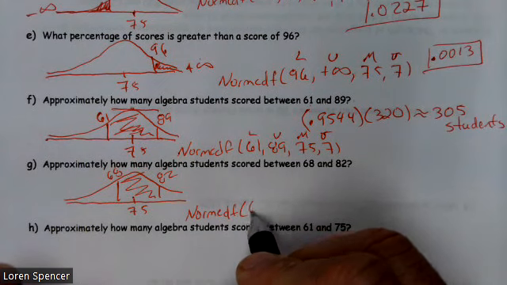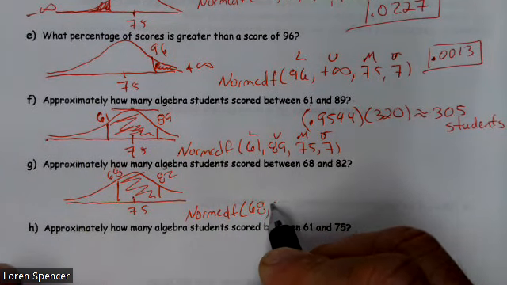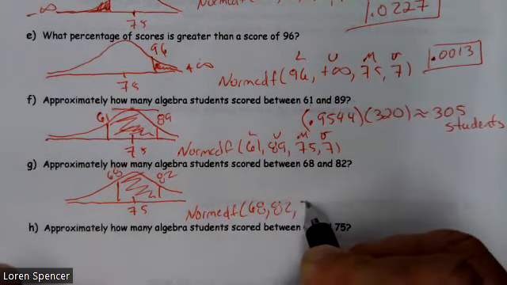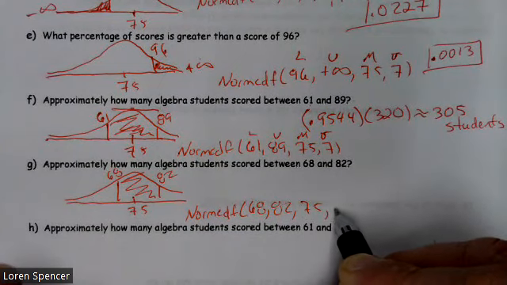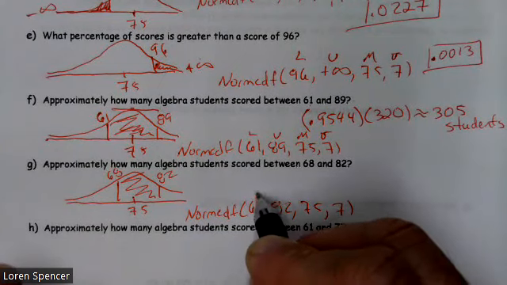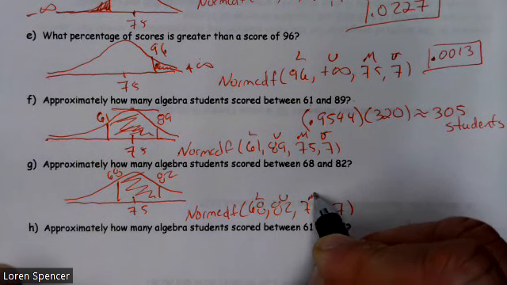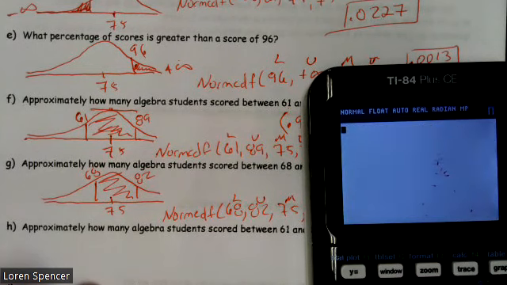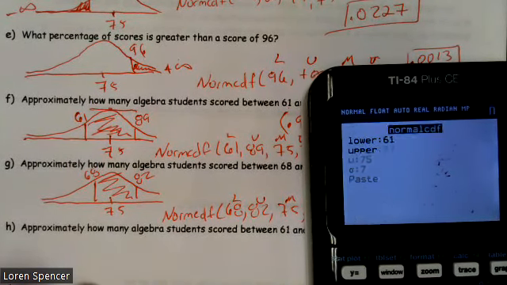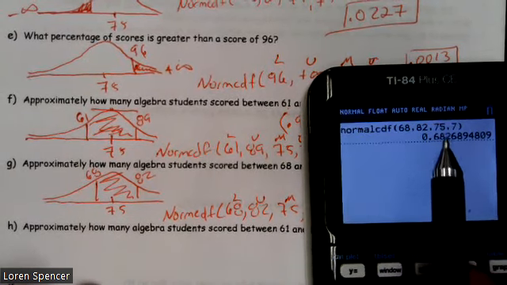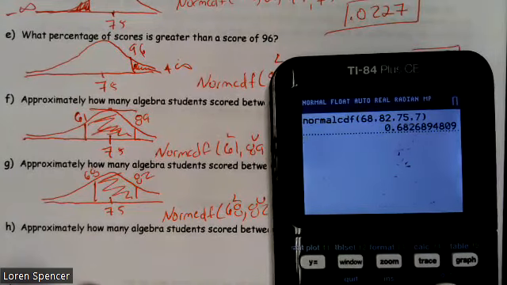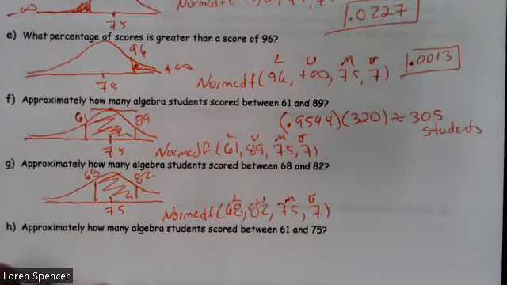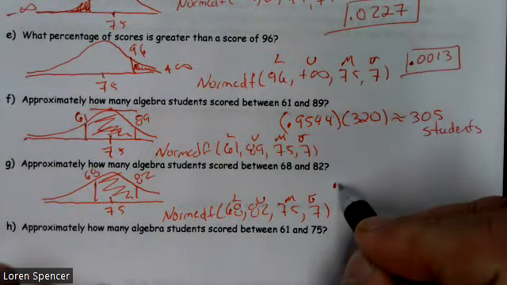Well, my lower is 68. My upper is 82. The mean is 75. The standard deviation is 7. Lower, upper, mean, standard deviation. Second vars, normal CDF. 68, 82. So we end up getting that 68% that we expected, but it's 0.6826. But that's a probability.